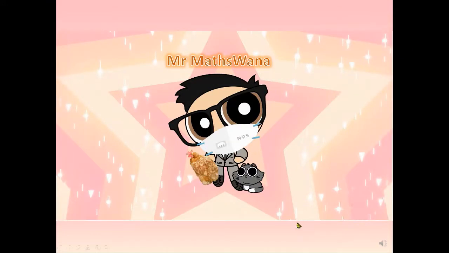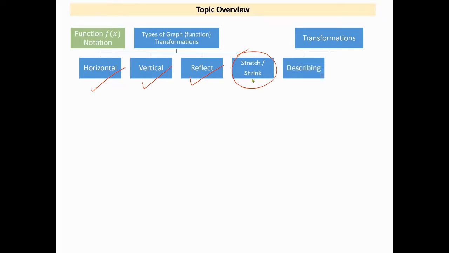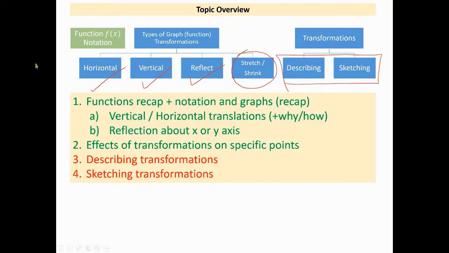Hey guys, welcome back. I am going to be doing, I don't know what number this is, something on transformations. So at this point we have covered all the different types of transformations that we can get: horizontal, vertical, reflection. Stretching and shrinking, we kind of covered, but not in detail, so I'm going to leave that for year 11. What we're going to look at now is describing and sketching in a bit more detail, so they'll kind of be done together.